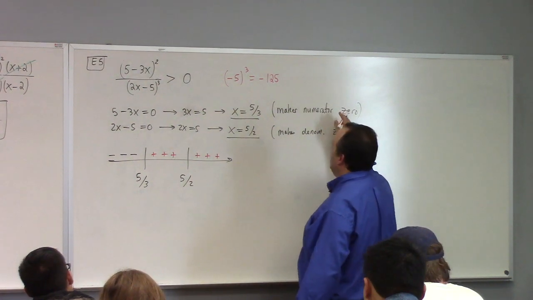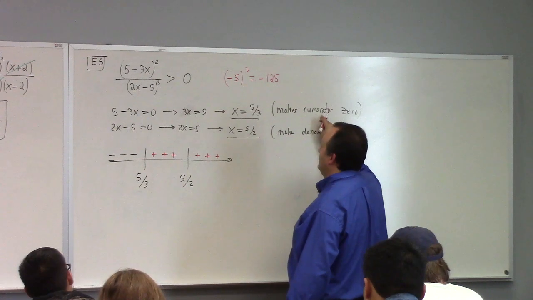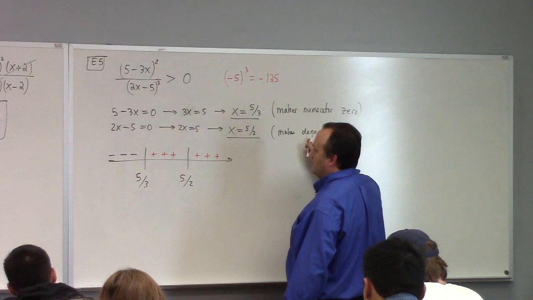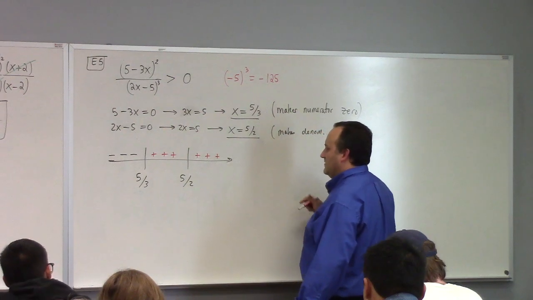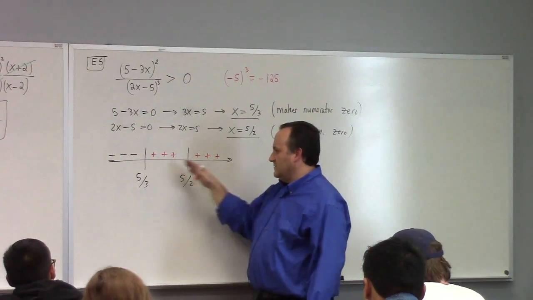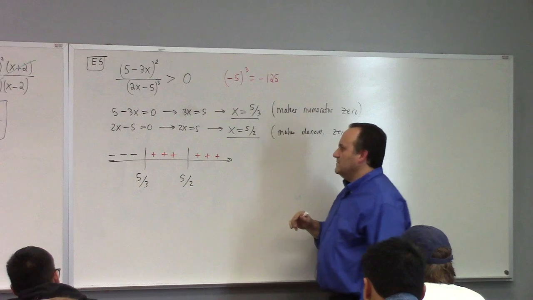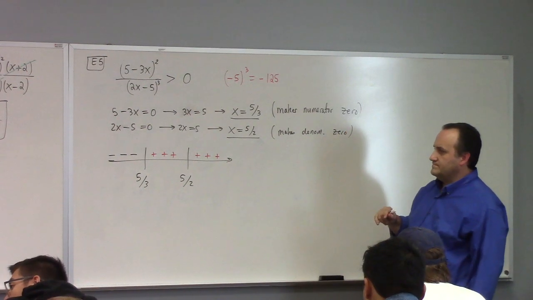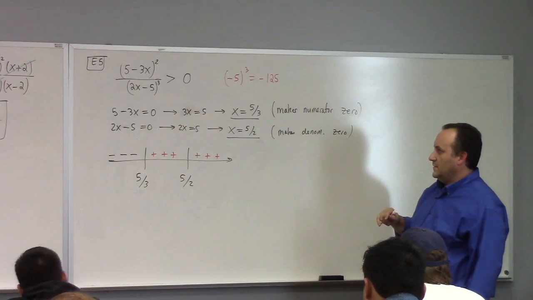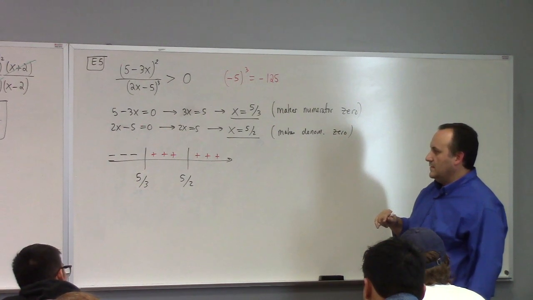Sorry. Wait a minute. No, the numerator is 5/3. The denominator is 5/2. Did I just say it backwards? Yeah, I think you just said it backwards. But I have what's correct here, right? Yeah. All right. Sorry. So if there's a coefficient on top, then keep it positive.